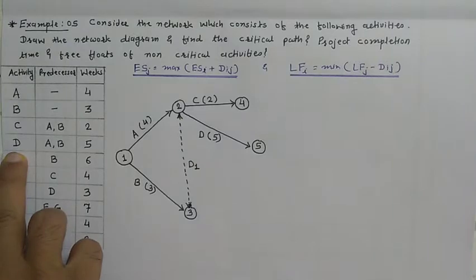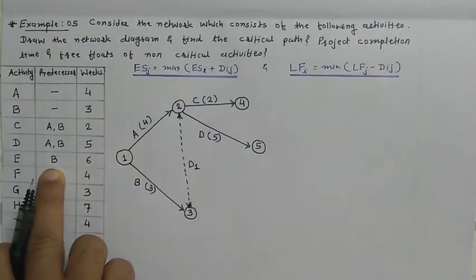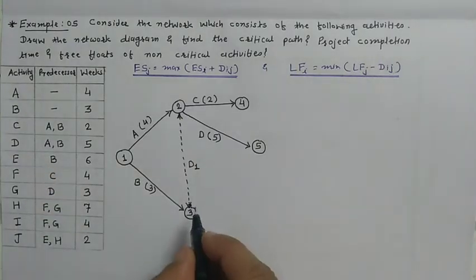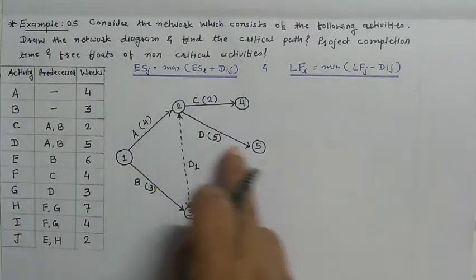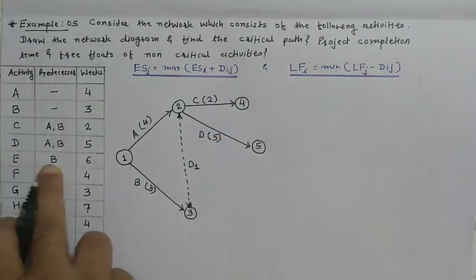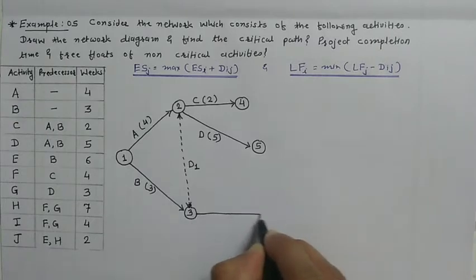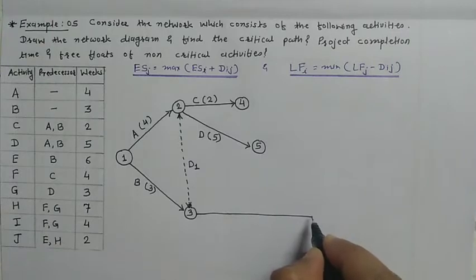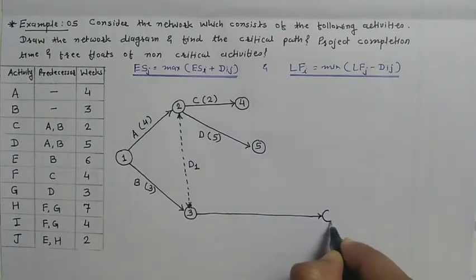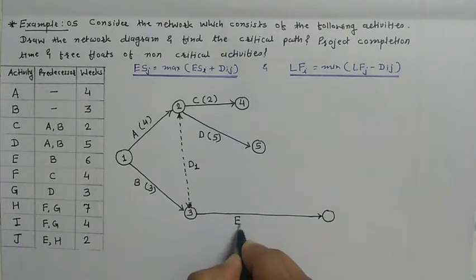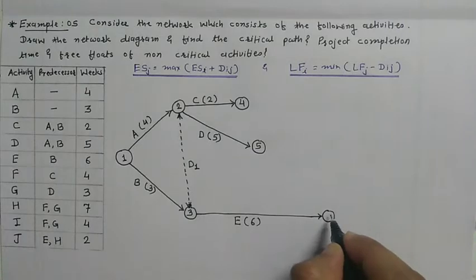Then activity E, the predecessor is B, so it can be started over here. D is completed, so E, predecessor is B, so it can be started from this. This is activity E and the duration is 6 weeks. This is event number 6.